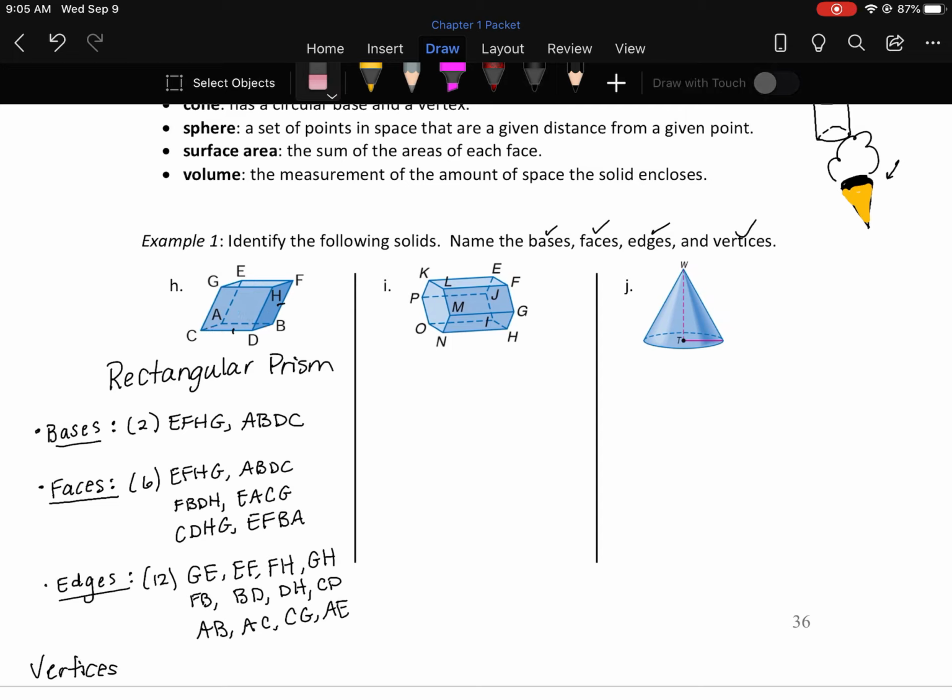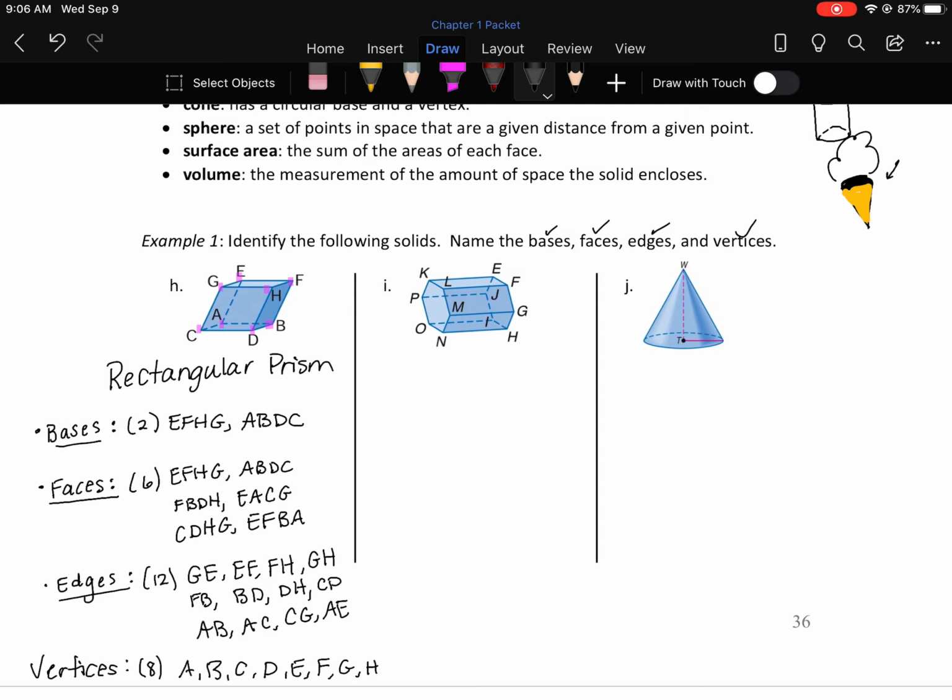All right, so vertices, remember, that's where the edges meet. So it's all the little points. So we have 1, 2, 3, 4, 5, 6, 7, 8. All right, so we have 8 of them. And these are just points, so we can just label them. So we have A, B, C, D, E, F, G, H. So there's all of them.